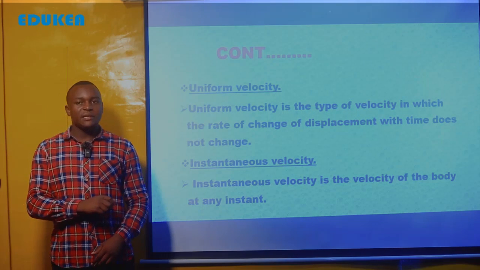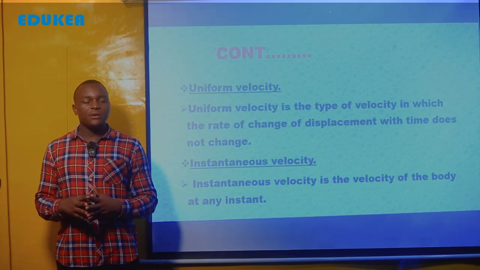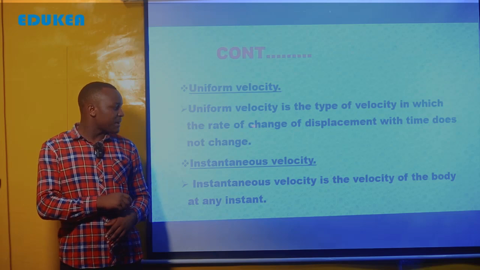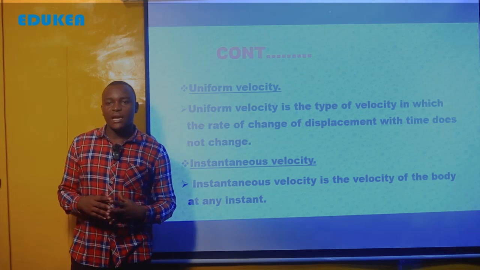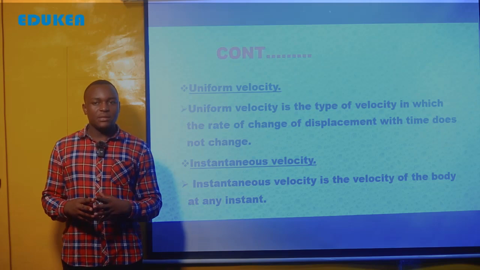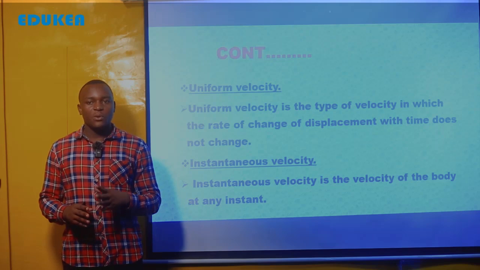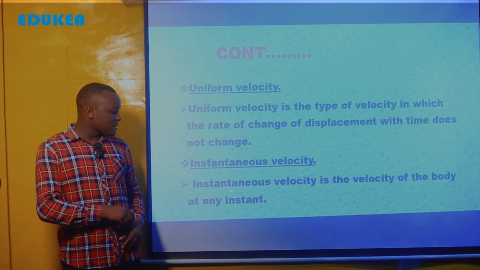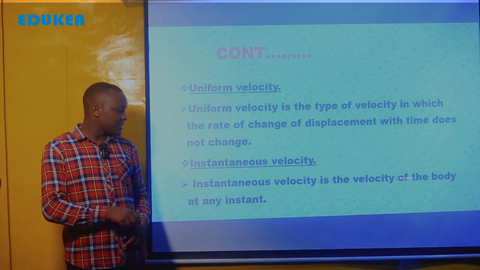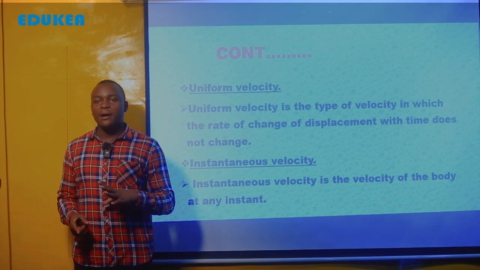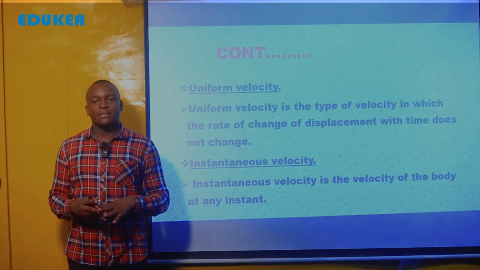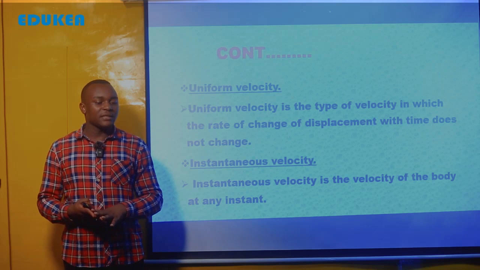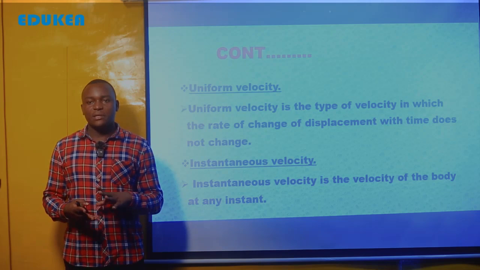We are talking about uniform velocity. A uniform velocity is the type of velocity in which the rate of change of displacement with time does not change. Means as the time changes, the displacement changes, but the velocity is not changing. That kind of velocity, we call it a uniform velocity. Now there is instantaneous velocity. Instantaneous velocity is the velocity of the body at any instant. Kwamba velocity ya object katika any instant, hiyo itaitwa instantaneous velocity.